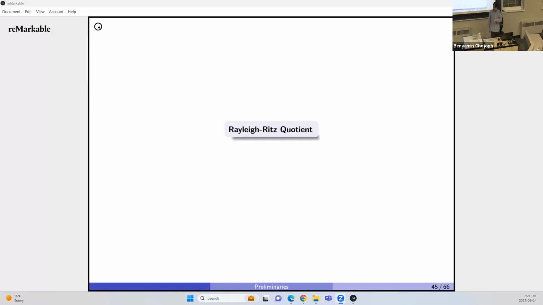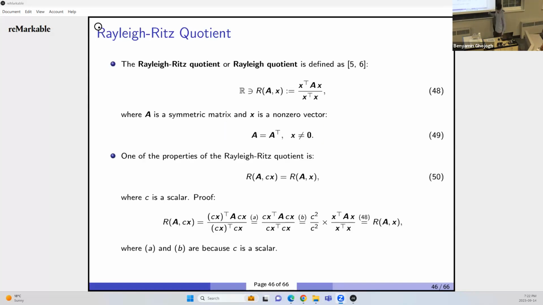Another meaning, in differential geometry, is a bit harder, and those are quotient spaces. Let's not go into that. It's a bit complicated. It's related to manifolds and Riemannian manifolds. Here we are dealing with the simple meaning of quotient, just a fraction. And why is it Rayleigh-Ritz? Because there are two proposers of a specific kind of quotient that we are going to talk about, Rayleigh and Ritz. So this is the Rayleigh-Ritz quotient, also called the Rayleigh quotient.